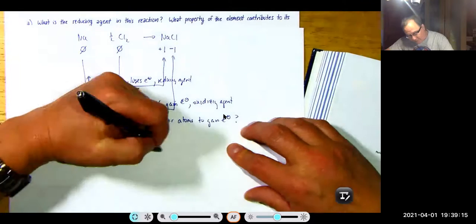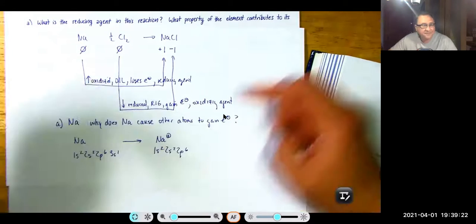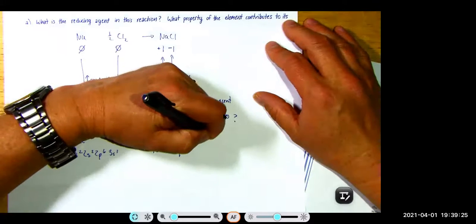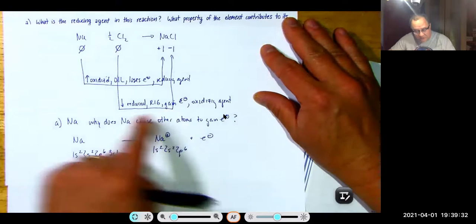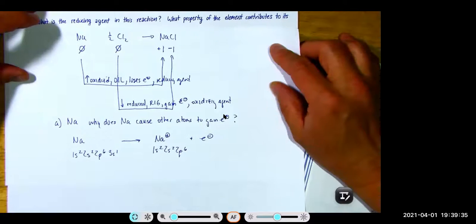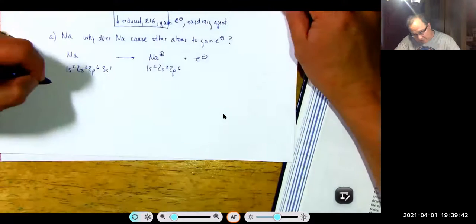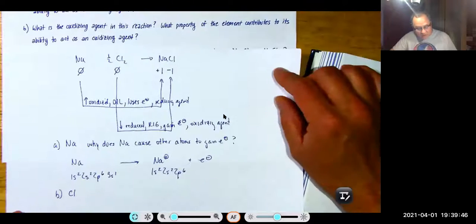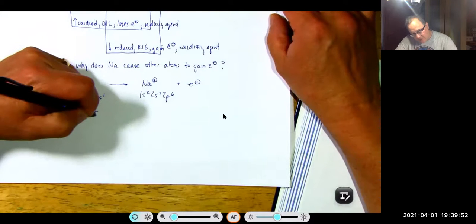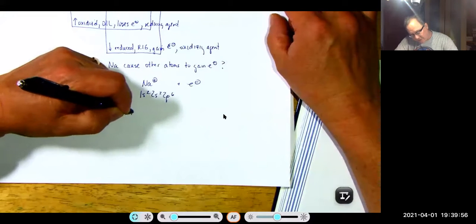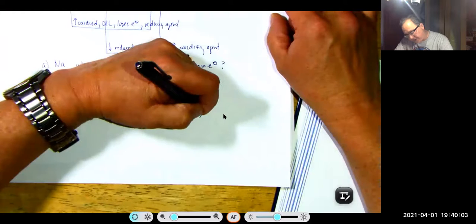sodium wants to become 1s2, 2s2, 2p6, like neon, and become more stable. So guess what has to happen with that electron? It has to go somewhere. And when something gains electrons, that means sodium is reducing it. Okay, what is the oxidizing agent in this reaction? So for B, it's going to be chlorine. And then it says, what contributes to its ability to act as an oxidizing agent? And it's because chlorine wants an electron. And when it takes it, it oxidizes.